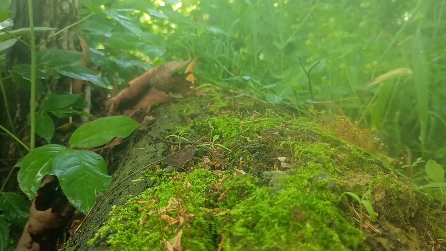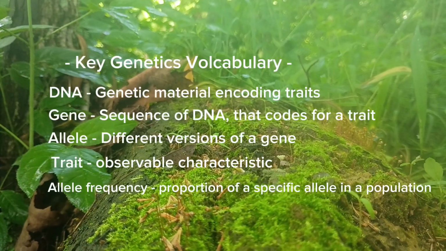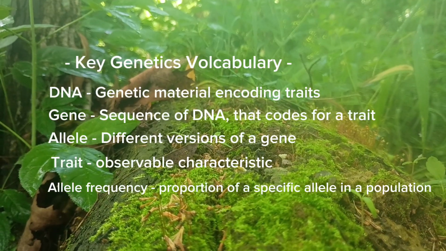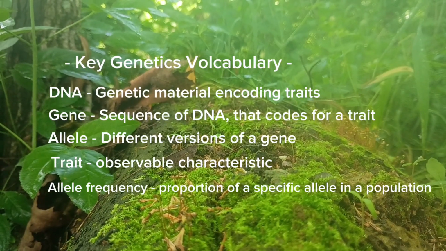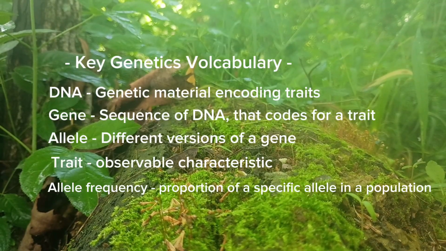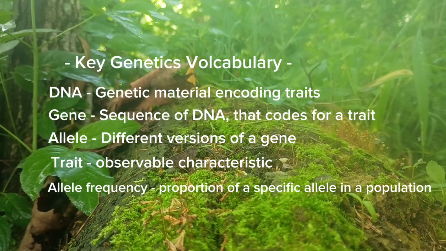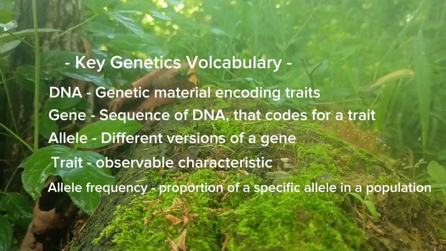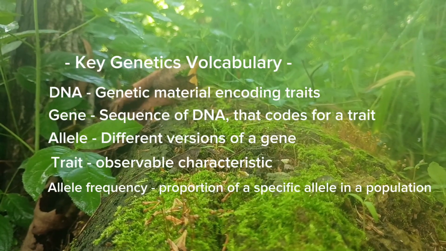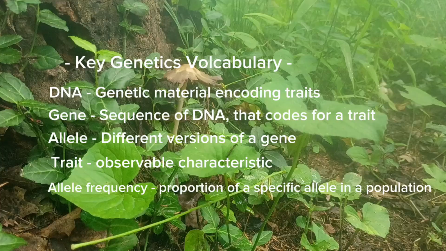Now, moving forward, you'll want some key genetics vocabulary. You have DNA, which is genetic material encoding traits. You have a gene, which is a sequence of DNA that codes for a trait. Then you have an allele, which is a different version of a gene. You have a trait, which is an observable characteristic. Then you have allele frequency, which is the proportion of a specific allele in a population.